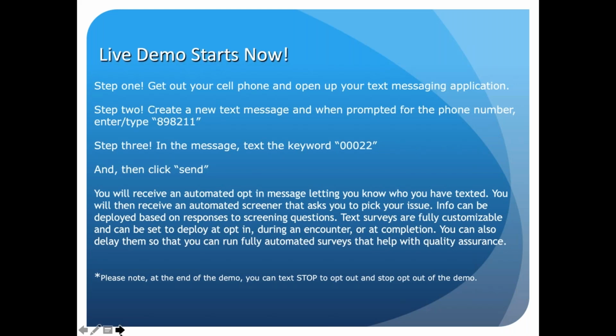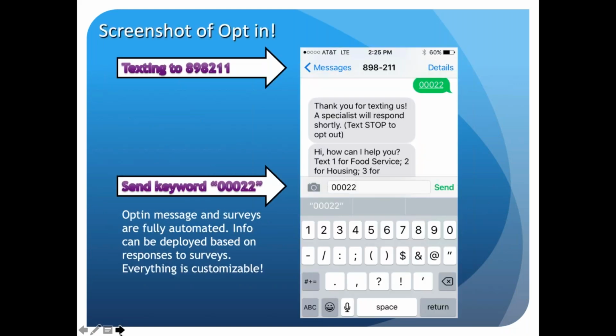So you're welcome to follow along. Anyone's welcome to join us in this live component. I'm going to go ahead and opt in in a moment. This is what it's going to look like on your phone. You're sending the message to 898211, and in the message part, you're just sending the fictitious zip code 00022, three zeros and 22. You send that to 898211, and then you'll get your greeting.